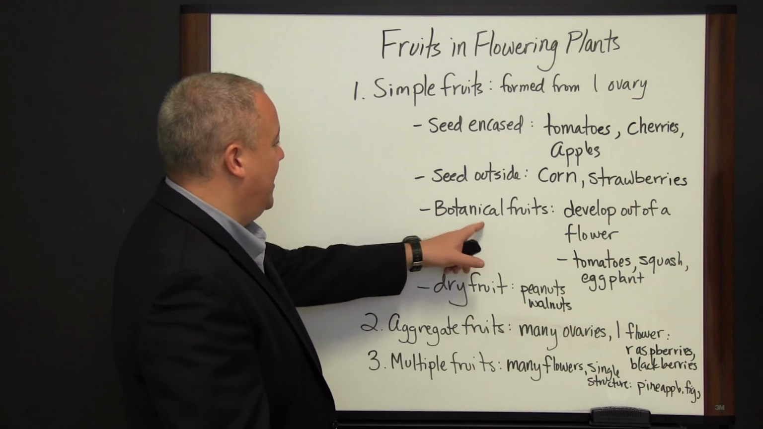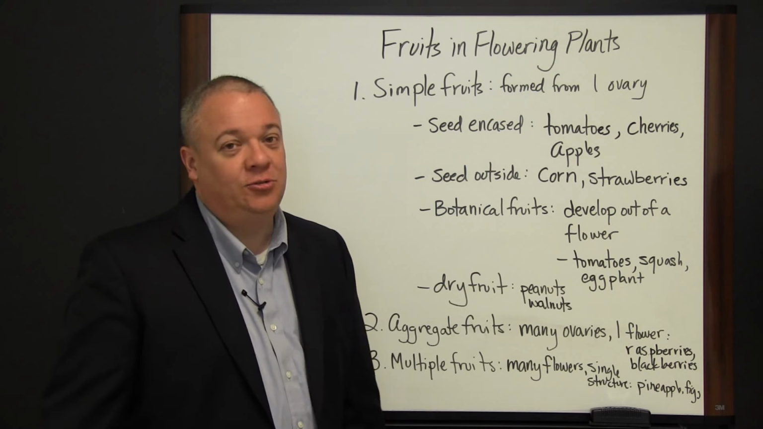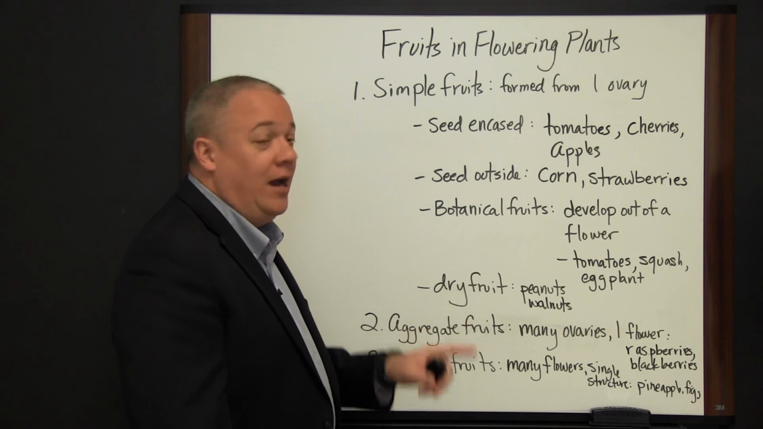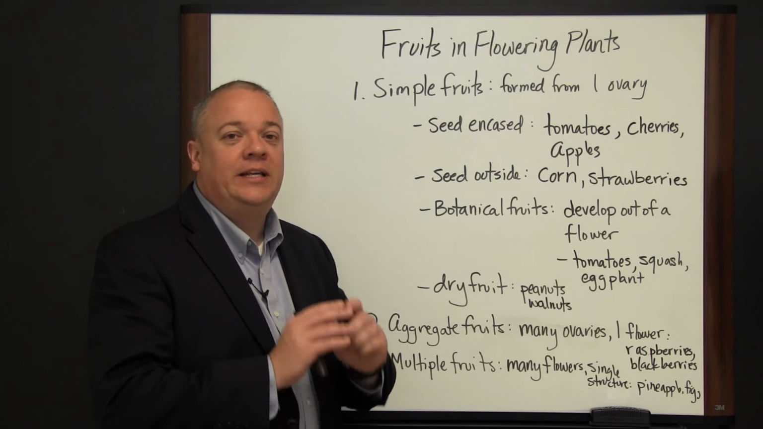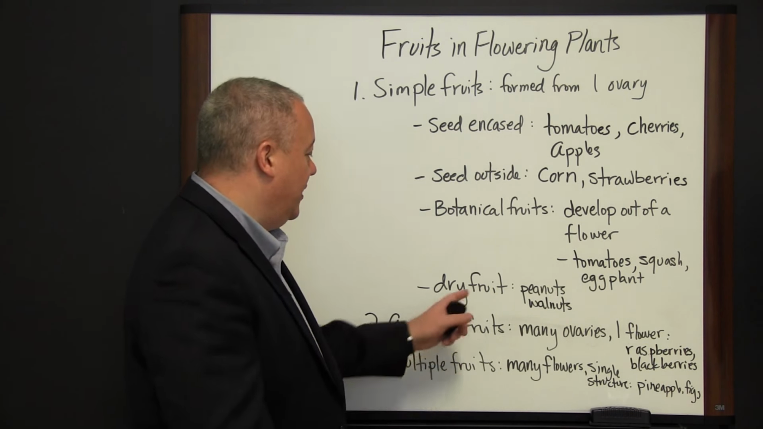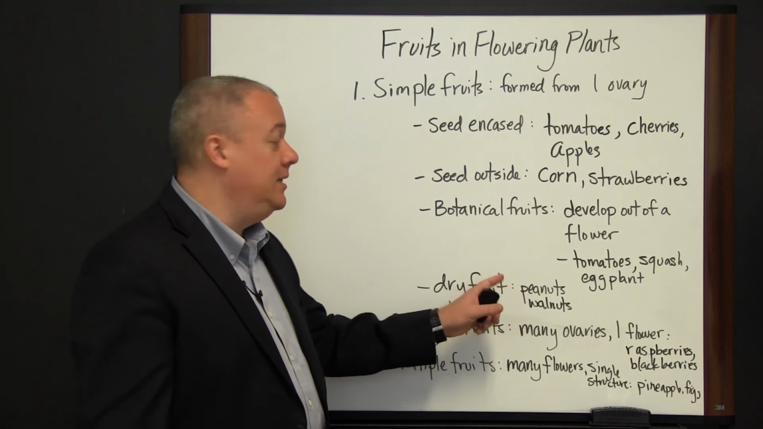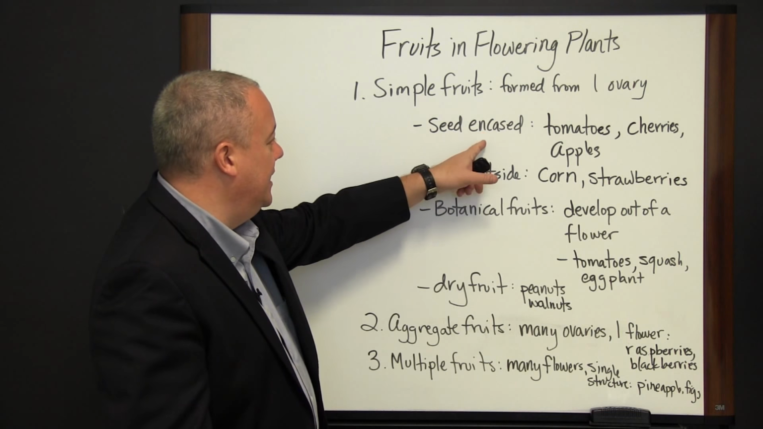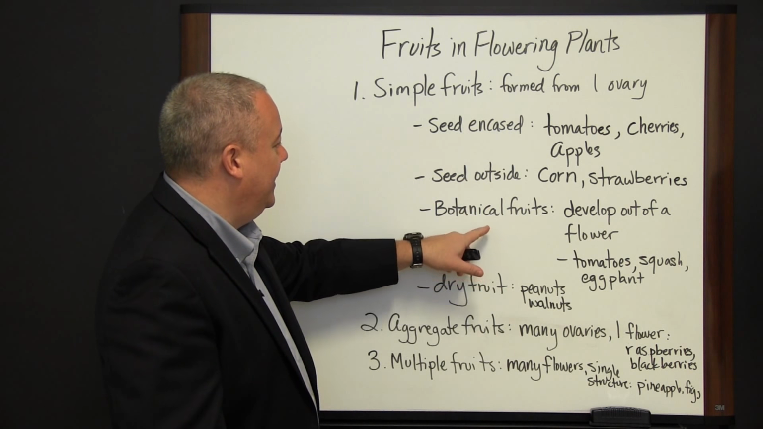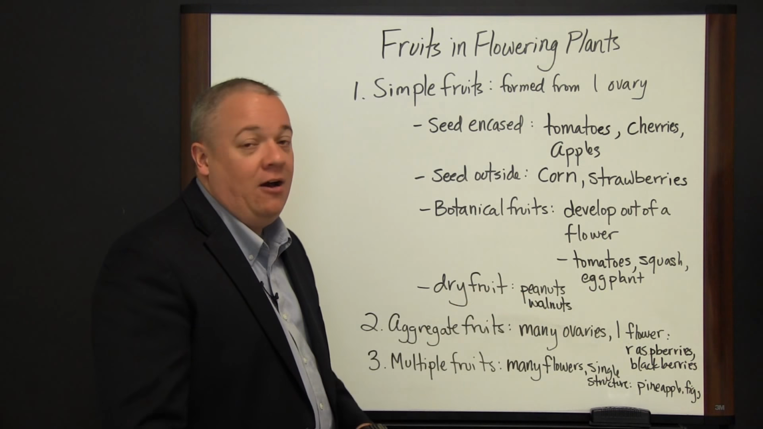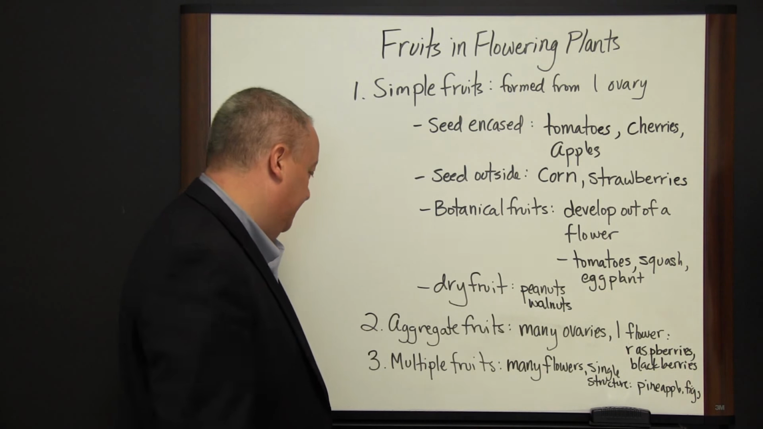Then, I'm sorry, botanical fruits is not the last one. The last one we want to talk about is dry fruits. So also from simple fruits formed from one ovary, you can get dry fruits. This basically means the one ovary, the outer layer of it hardens around the seed, and you get things like peanuts and walnuts in this category of dry fruits. So under simple fruits, one ovary, you have the seed encased, the seed on the outside, botanical fruits developing out of a flower, and dry fruits, the outer wall of the ovary hardening.